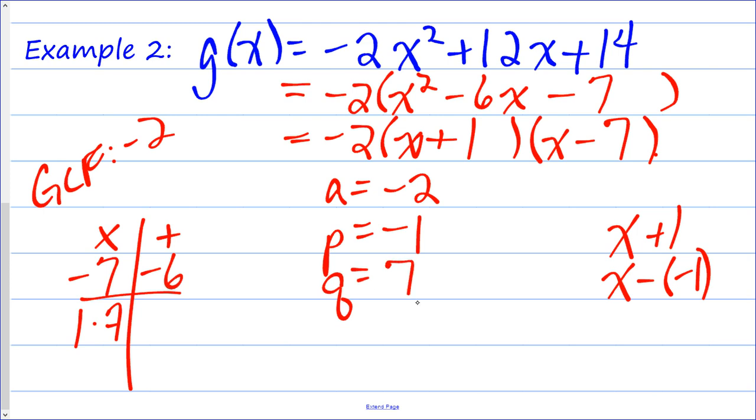So what this tells us, the A being negative 2 tells us this thing opens down and is narrow. The P being negative 1, we have a 0 at negative 1. The Q being 7, we have a 0 at 7. That's what that tells us. Again, pause if you need to. The next thing that we're going to look at is writing an equation from the graph. Won't that be fun?